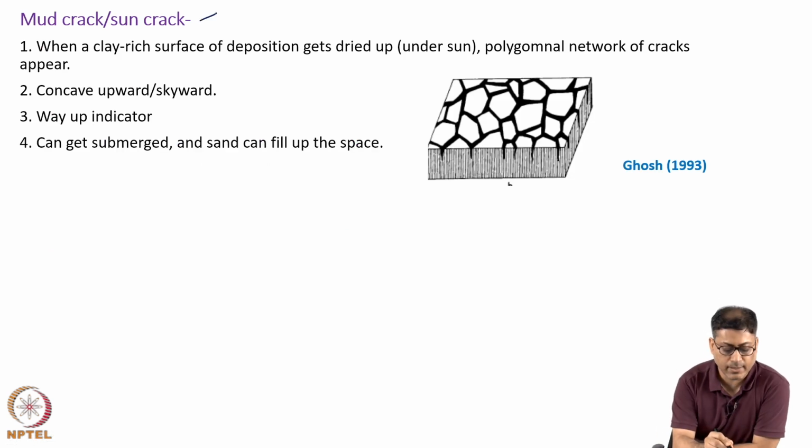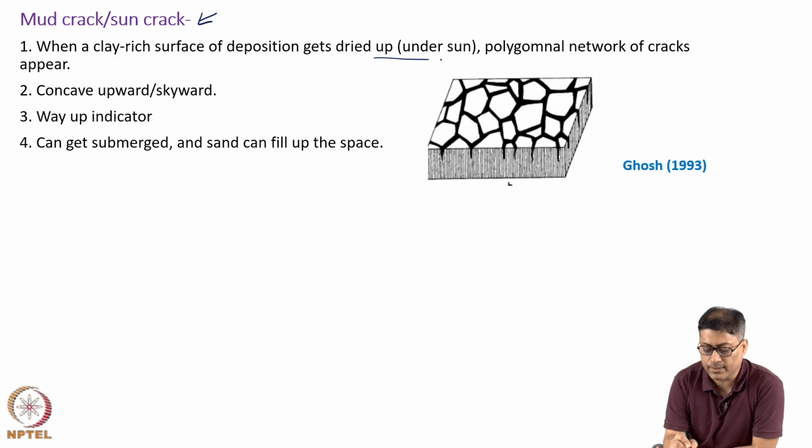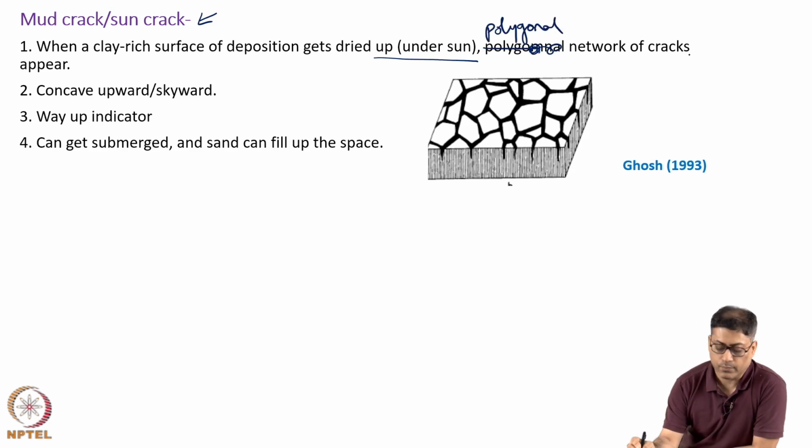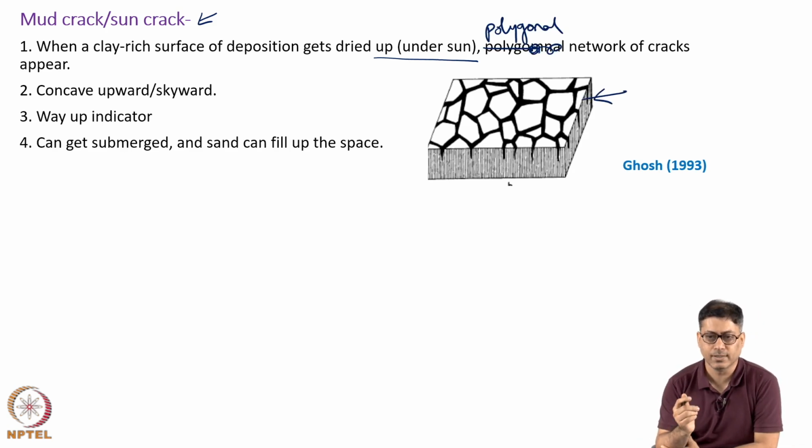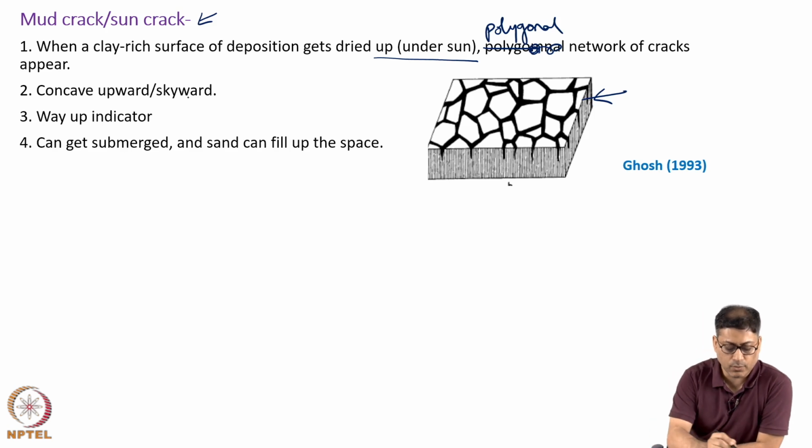Let us look at the mud cracks or the sun cracks. When clay rich surface of deposition gets dried up under exposure of sun, a polygonal network of cracks can appear, as is shown over here. It is a very common thing, not just in the geological past, but also we do see in the present day analogues. They are concave upward or skyward. This is the appearance of the mud cracks. They are the way up indicator. So, here this is the way up indicator.